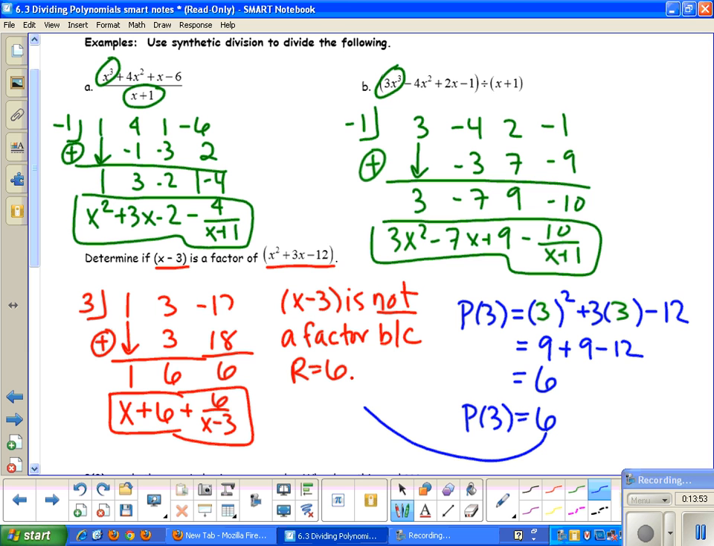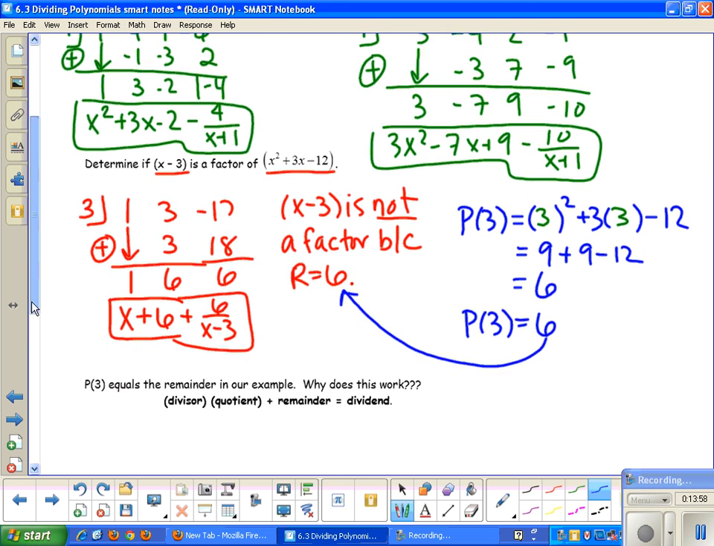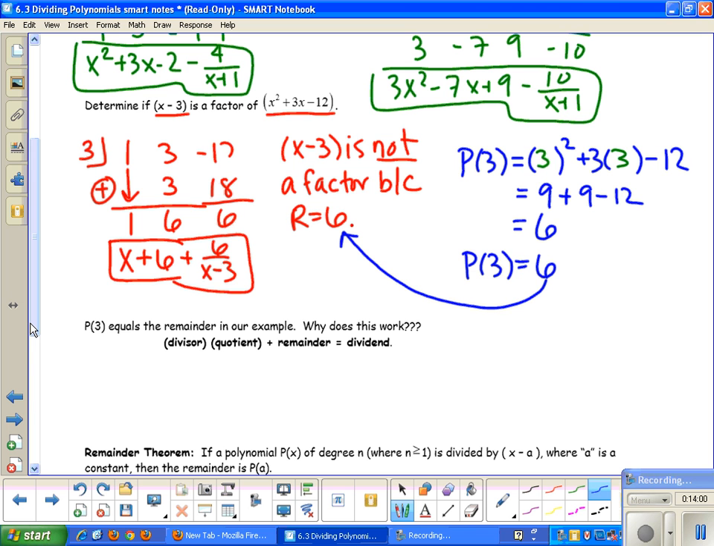Well, that's interesting because wasn't that the remainder that I got? So the question is, why does that happen? So p of 3 equals the remainder in our example. Why does this work? Remember that the divisor times the quotient plus the remainder equals your dividend, which you started out with. So in this case, just to show you, p of x would be equal to x minus 3 times x plus 6 plus my remainder, which is 6. Because this right here, if I multiplied it and added 6, would give me my original polynomial that I started off with.